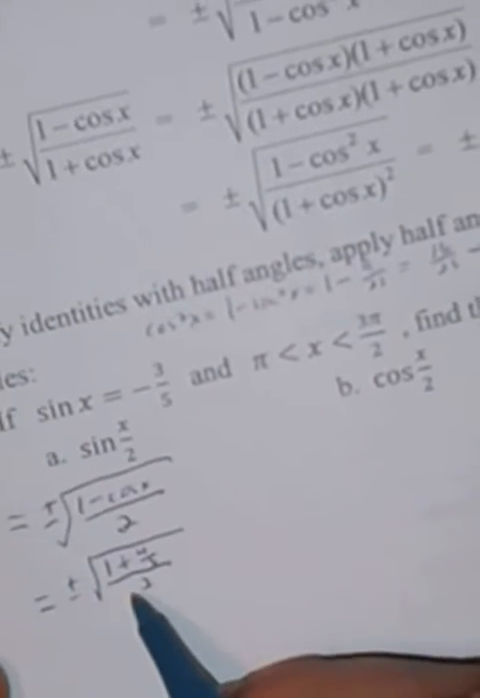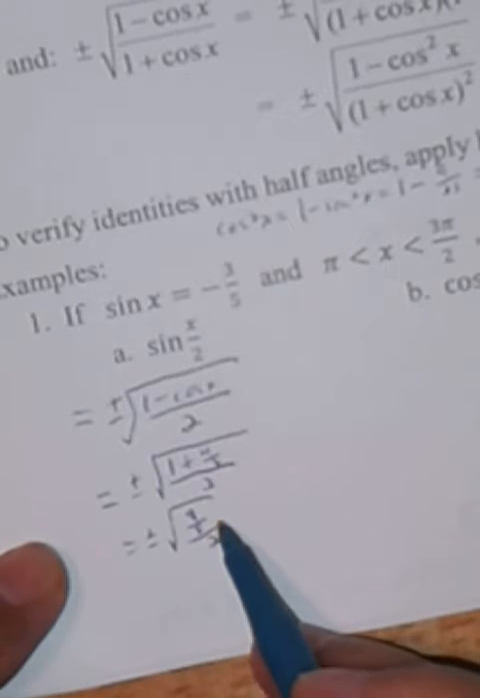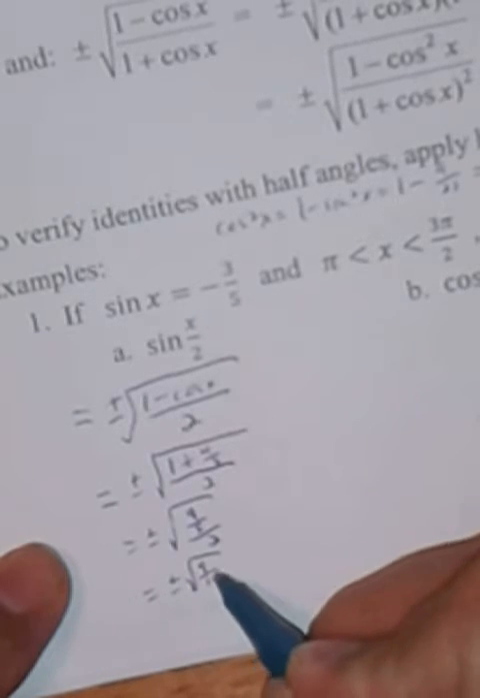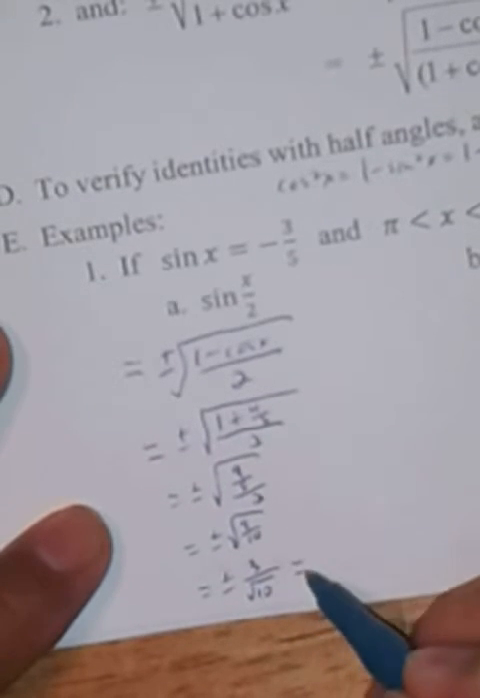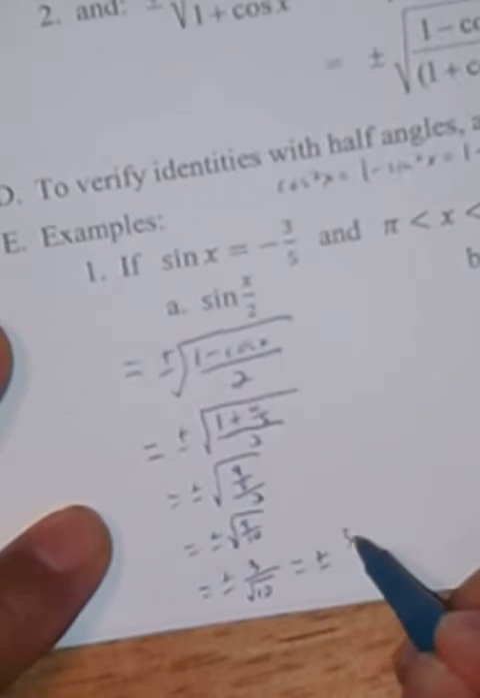All right, so this will be plus or minus square root of 1 minus negative 4/5. That'll be plus 4/5 all over 2. Right? Remember that 1 is 5/5, so this is plus or minus square root of 9/5 over 2. And to divide by 2, you can just think of multiplying by half. This will be plus or minus square root of 9/10. And if we apply the square root, this will be plus or minus 3 over square root of 10. We want to rationalize, so this will be plus or minus 3 square root of 10 over 10.